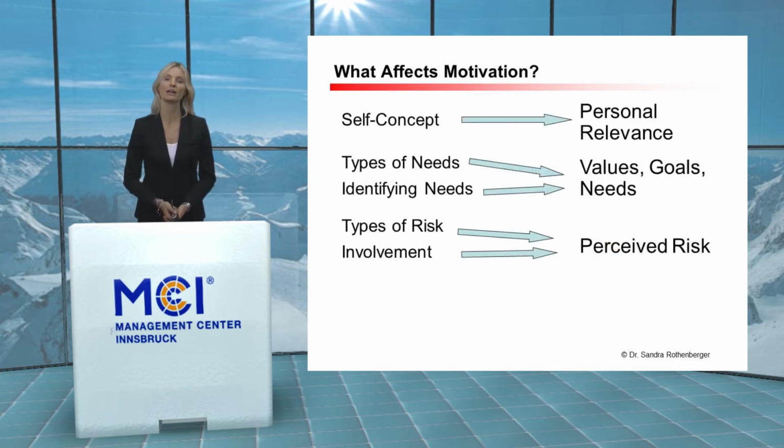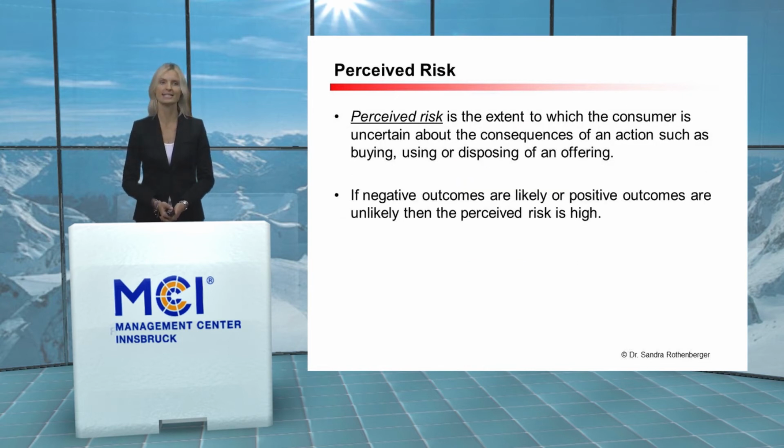After talking about personal relevance, what is important to me, values, goals, and needs, there is a third factor which influences motivation, the so-called perceived risk. Perceived risk is the extent to which the customer is uncertain about the consequences of an action, such as buying, using, or disposing of an offering. If negative outcomes are likely or positive outcomes are unlikely, then they perceive risk is high.